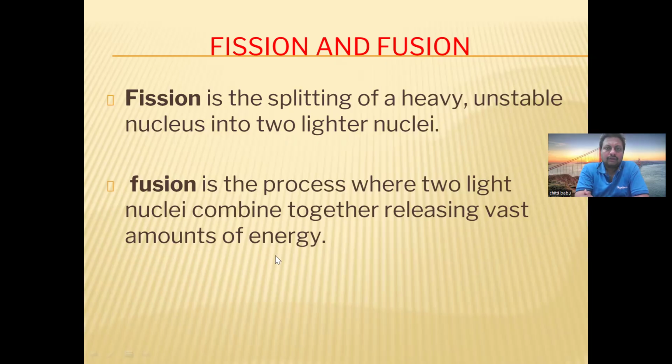Mainly in the fission process, a heavy unstable nucleus splits into two lighter nuclei when a neutron bombards it. In that process, a large amount of heat is generated. A large amount of heat is generated in either the fission or the fusion process. Now we are going to move to the fission process.